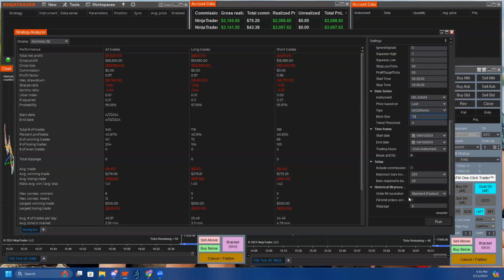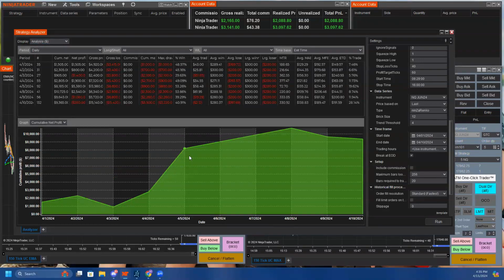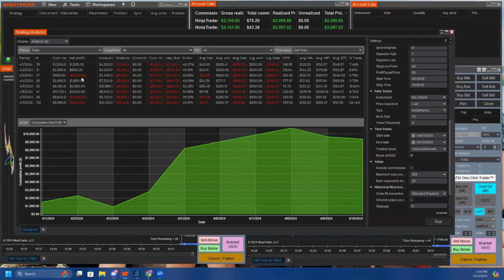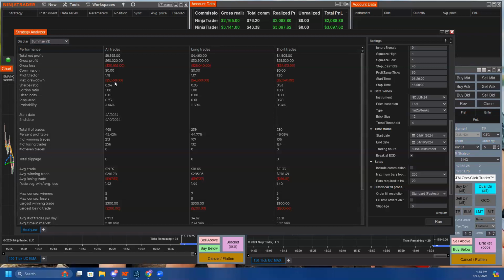Let's see, if you want to do it on Ninja Renko, running it on Ninja Renko for the month of April so far, it took 469 trades. Percent profitable was around 45. This is the net profit. Let's analyze this. This is your cumulative net profit for the month of April so far. These are all the trades broken down by net profit. The max drawdown, let's see what that was. The max drawdown was 55.